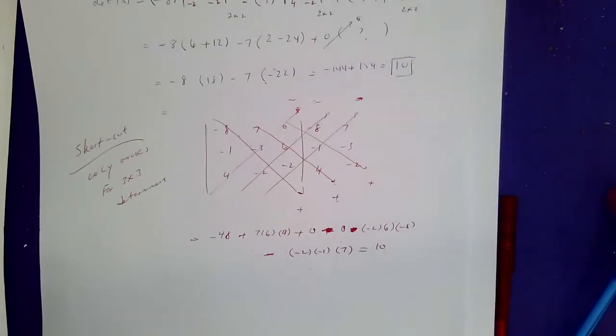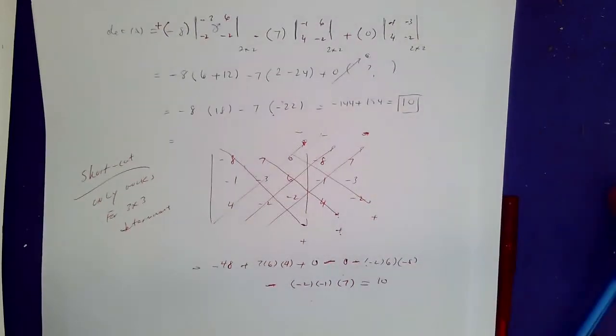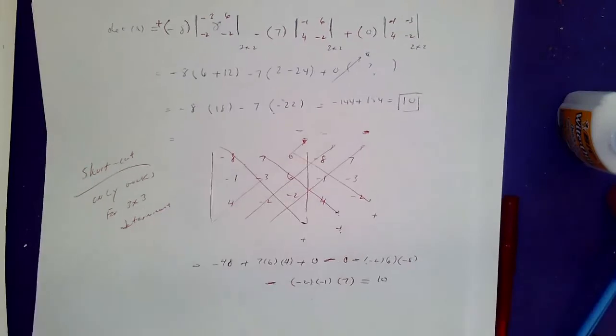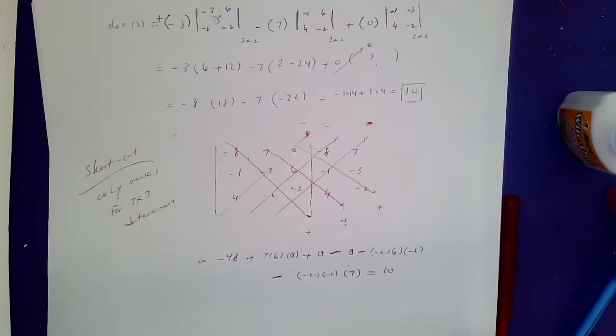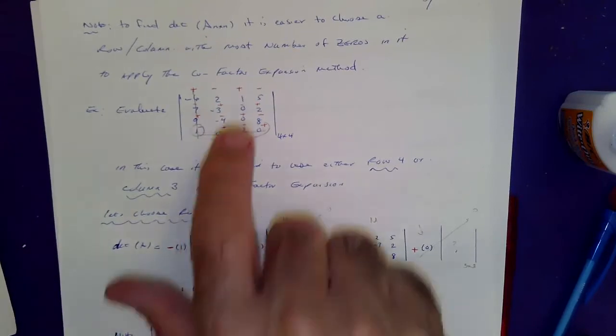If I haven't made a mistake, I hope, you should get the same answer which we had by doing it the formal way. But this is just a shortcut. So the idea is what if I have, say, 4 by 4? Well, if you have 4 by 4 and you're trying to what?